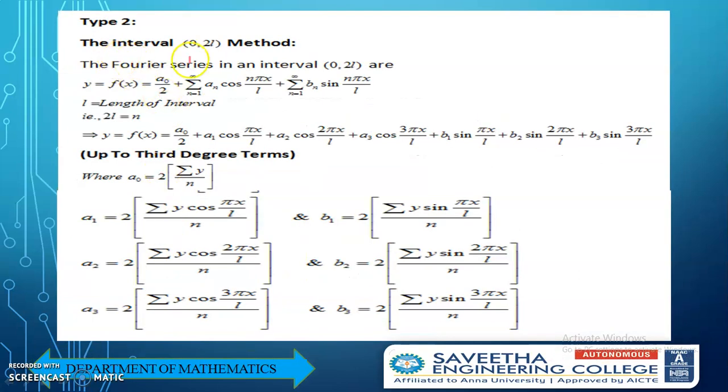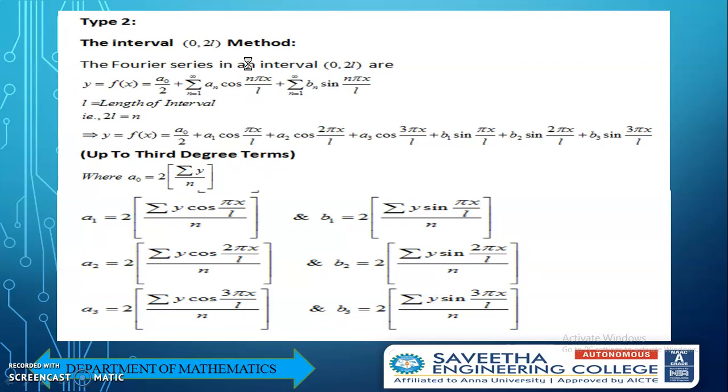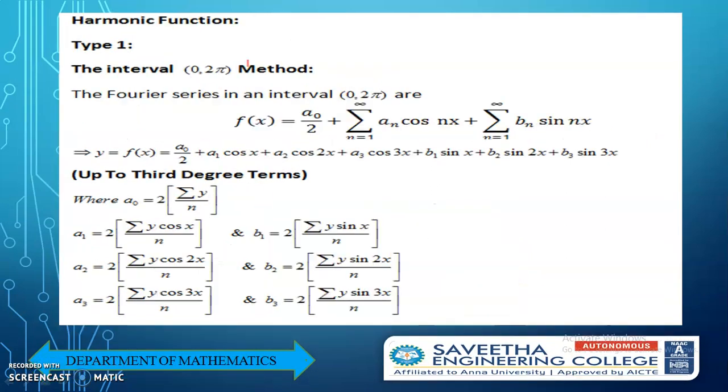So these are interval 0 to 2l methods, but I can explain in the problem. First we can go through the type 1 itself. Type 1 is 0 to 2 pi. First I can explain type 1 here, then after we will go through the 0 to 2l here. These are very, very important formulas for finding the solutions, and also very important for your 2 mark questions.